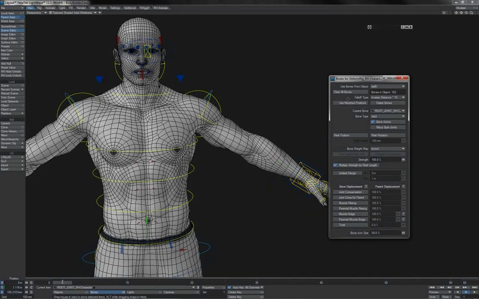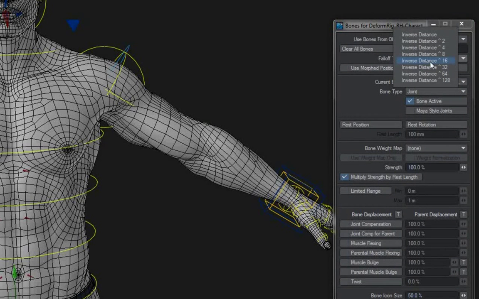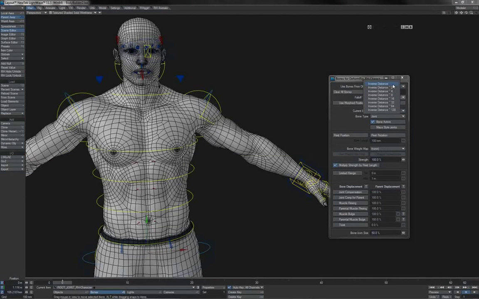You go into the bones or joints that are deforming your character and you will have the fall-off type setting here. Bigger numbers, such as 128, give a tighter, shorter range fall-off, and lower numbers, such as 2 or nothing, give a wider range fall-off. For denser characters, use lower numbers or wider fall-off. For lower poly characters, use higher numbers or a tighter fall-off.